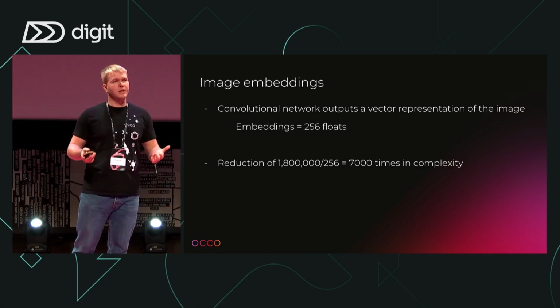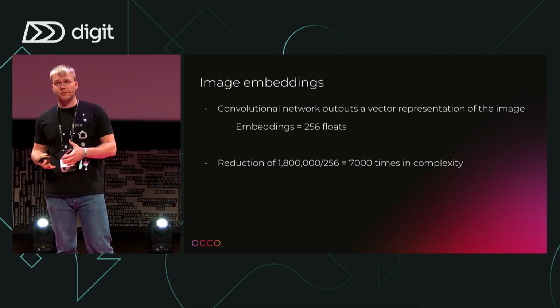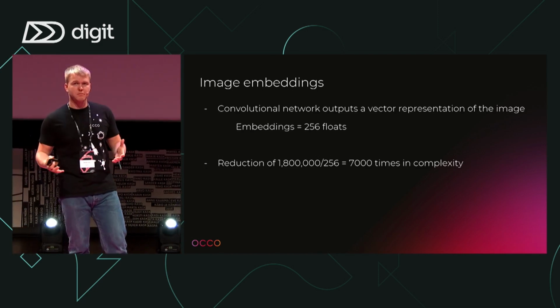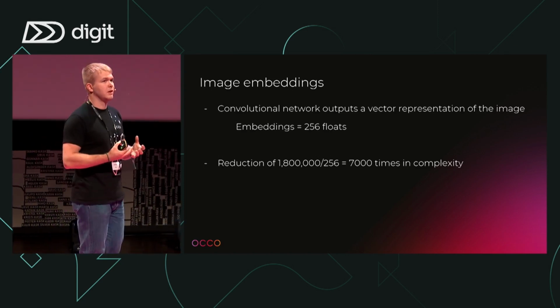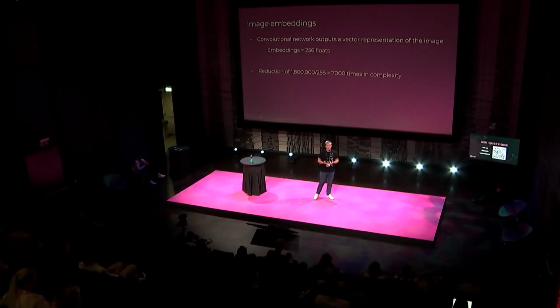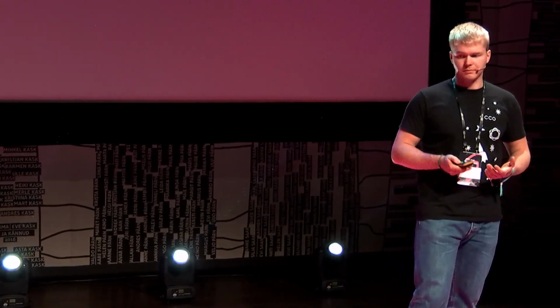So what we have really done is we have taken an image that contains millions of pixels, and we have compressed it into a much more meaningful representation. So we can describe in just 256 numbers what's in the image.